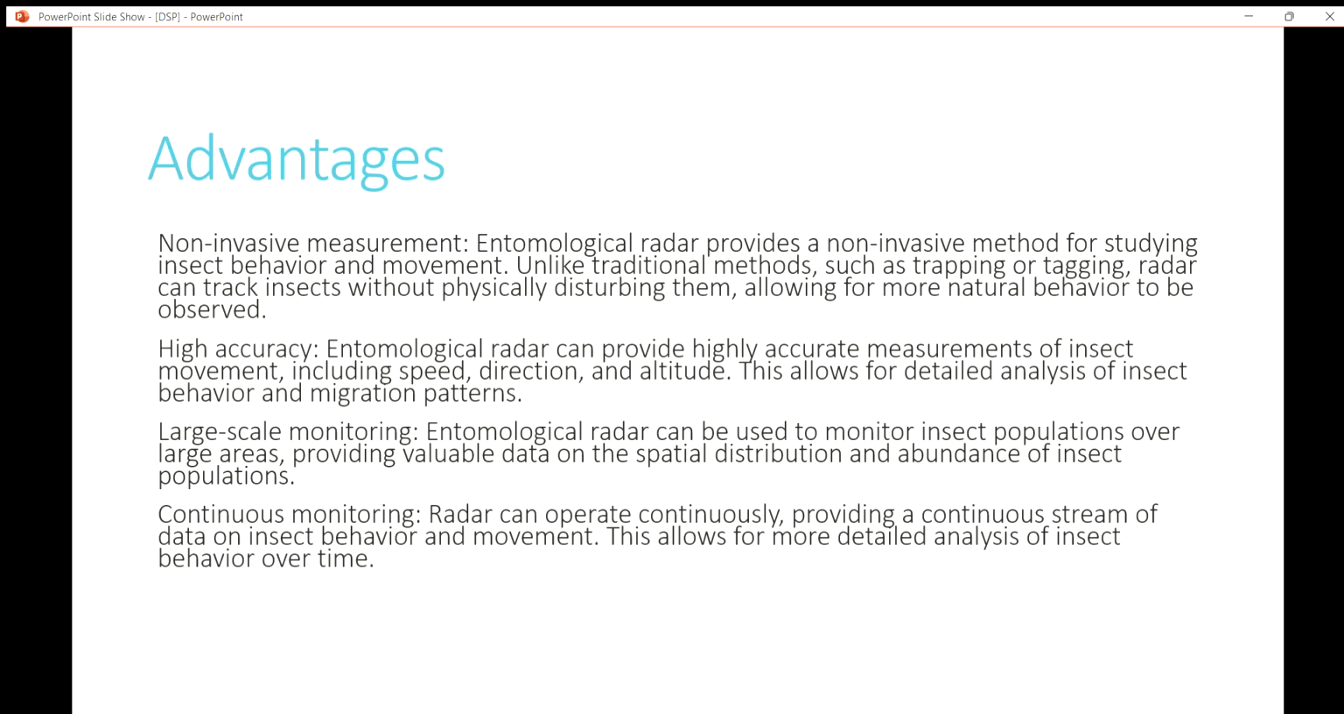Entomological radar can provide highly accurate measurements of insect movement, including speed, direction, and altitude. This allows for detailed analysis of insect behavior and migration patterns. And coming to the large scale monitoring, entomological radar can be used to monitor insect populations over large areas, providing valuable data on the spatial distribution and abundance of insect populations. And radar can operate continuously, providing a continuous stream of data on insect behavior and movement. This allows for a more detailed analysis of insect behavior over time.